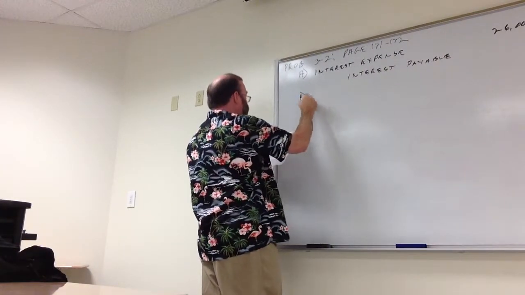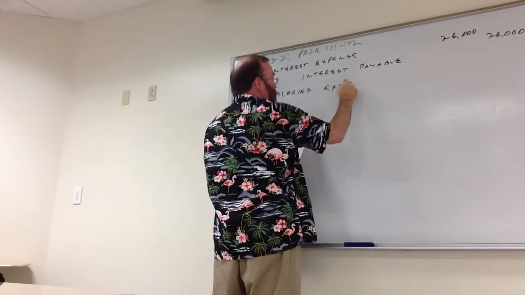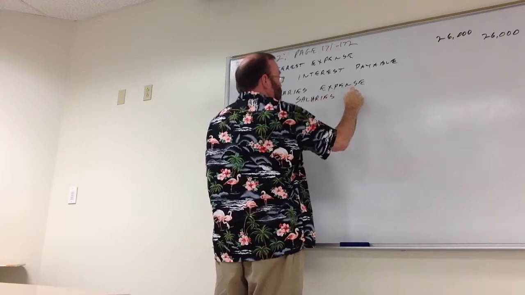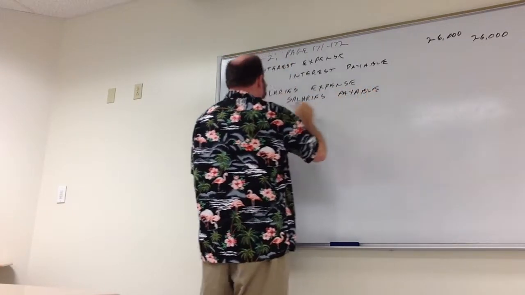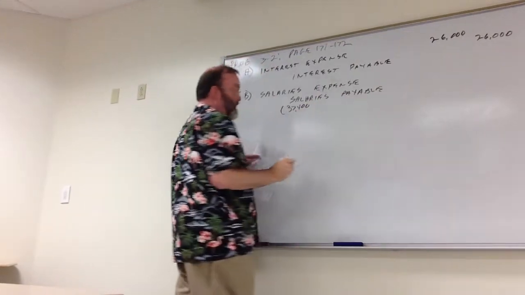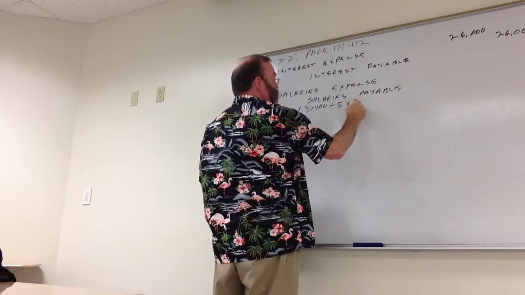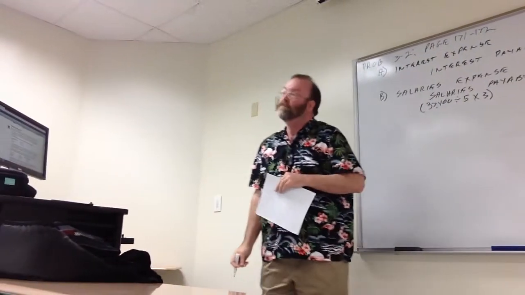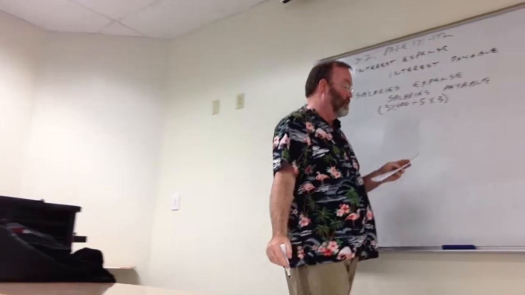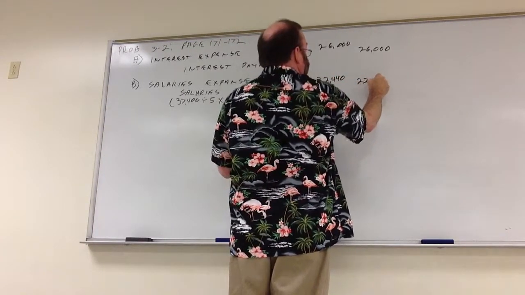So this is B. The debit is salaries expense, and salaries payable. So we had $37,400 for the entire week's salaries. We want to divide that by 5 and then multiply it by 3. Are you going to put that in the journal as well? Yes. I would put down in the little comments what the calculation was. And that's going to result in $22,440.